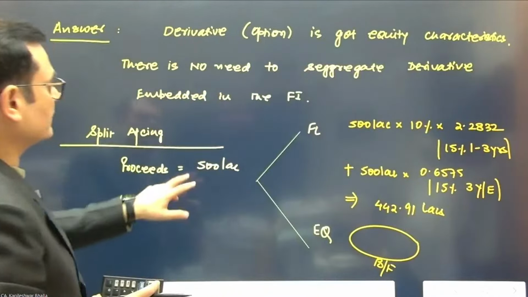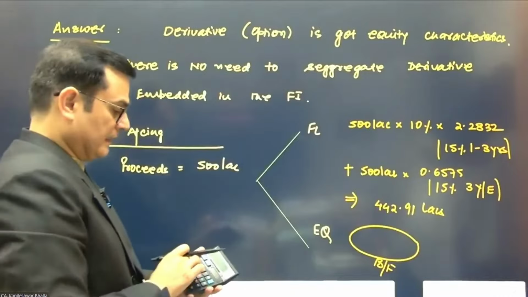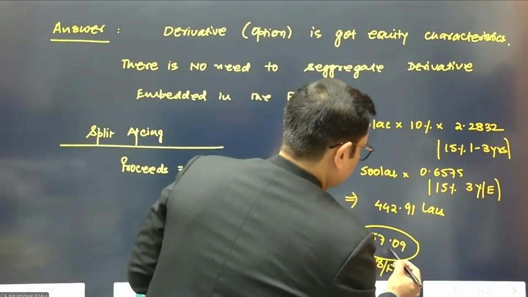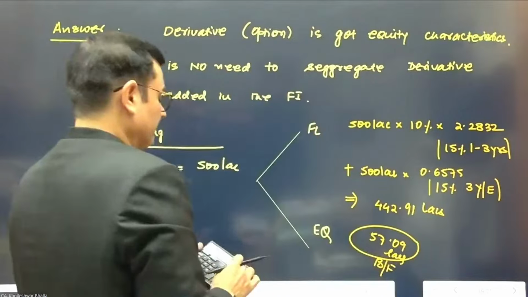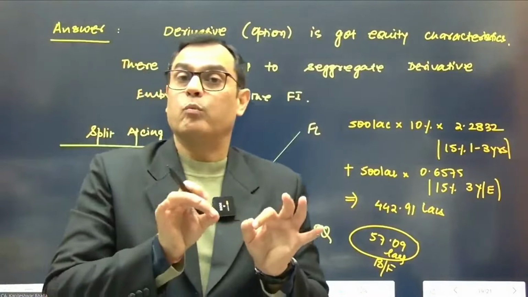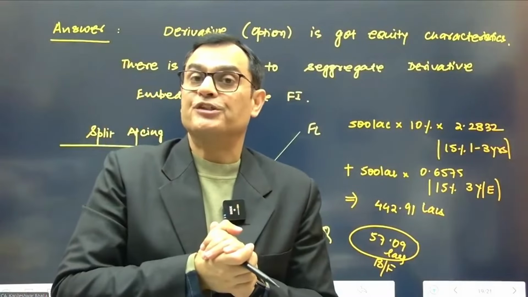So we can take the equity as a balancing figure. Out of the proceeds of 500 lakhs, I take the balancing figure that comes to 57.09 lakhs. That is the equity element, and this will be taken in tab number 1 of the statement of changes in equity.